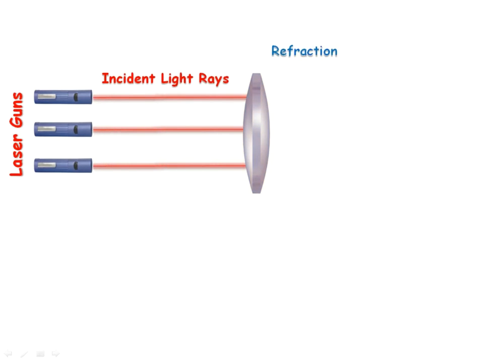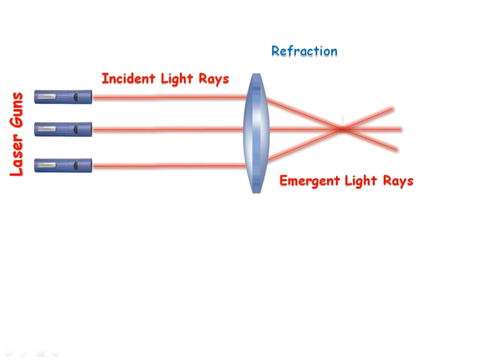In this video, we are going to see the behavior of light when it passes through the converging lens. Here you can see three laser guns emitting three incident light rays. Incident light rays are the light rays that enter the converging lens. We can see here three incident light rays. When they pass through the lens, they undergo refraction.